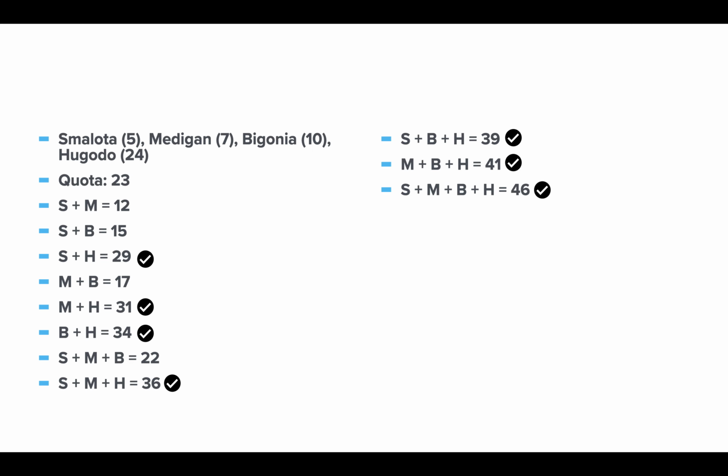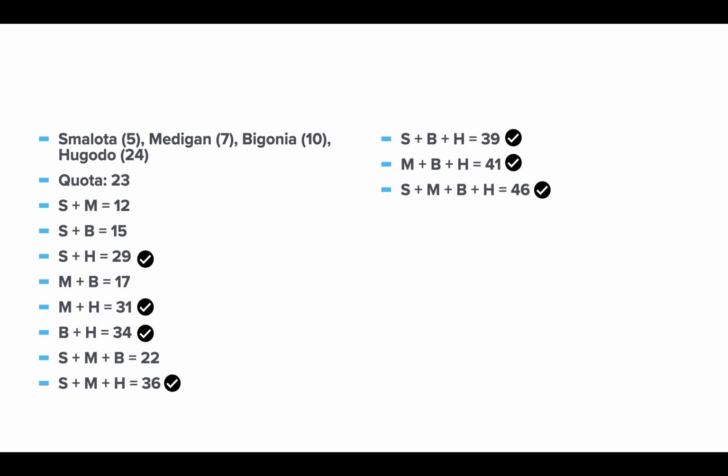Adding Smiloto and Madigan, you get 12. That does not meet the quota. Smiloto and Begonia, 15, again does not meet the quota. Smiloto and Hugoto, on the other hand, have 29, and that surpasses the quota. Madigan and Begonia have 17, which does not reach the quota. Madigan and Hugoto, 31, reaches the quota. Begonia and Hugoto, 34, reaches the quota.